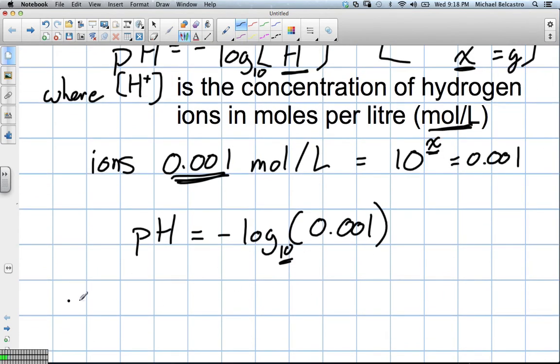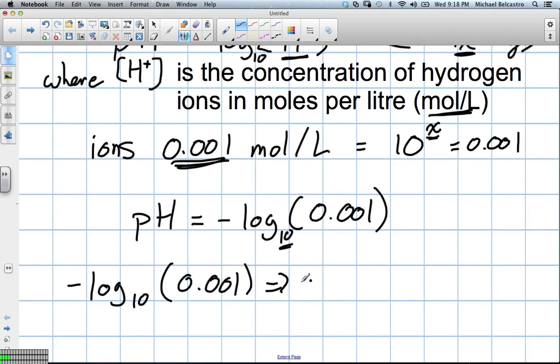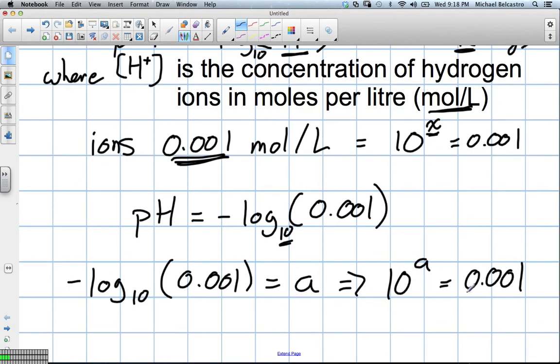So if we have negative log base 10 of 0.001, that's the equivalent of writing, because we have to find out what A is equal to in this case, that's what our pH level is going to be. It's the equivalent of writing as an exponent, base 10, A being our unknown, is equal to 0.001. Okay, so we go about trying to calculate this in this question. So I need to make this a base of 10.